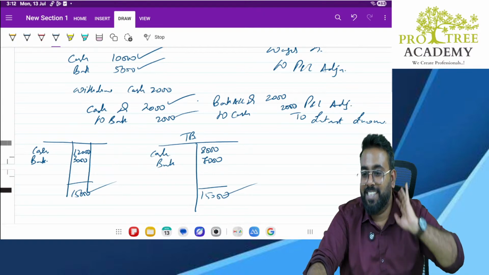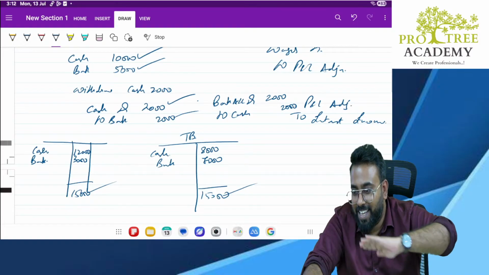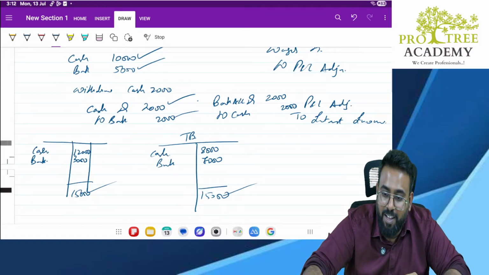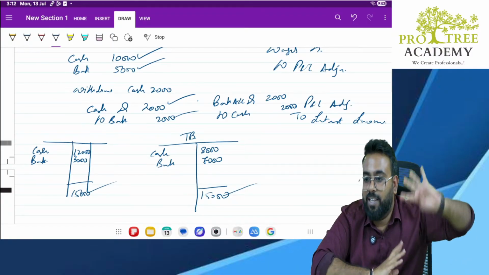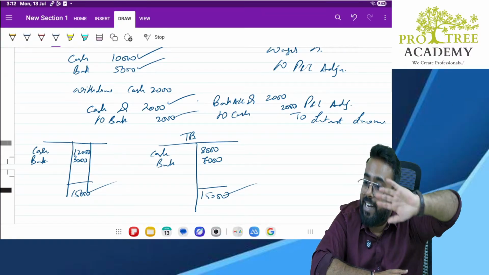So compensating error is nothing but half is wrong, half is correct, but both are making good for each other. Match made in heaven. Correct or no? So this is called compensating error. So what are the 4 types of error? Error of omission, where I will omit the entire transaction.